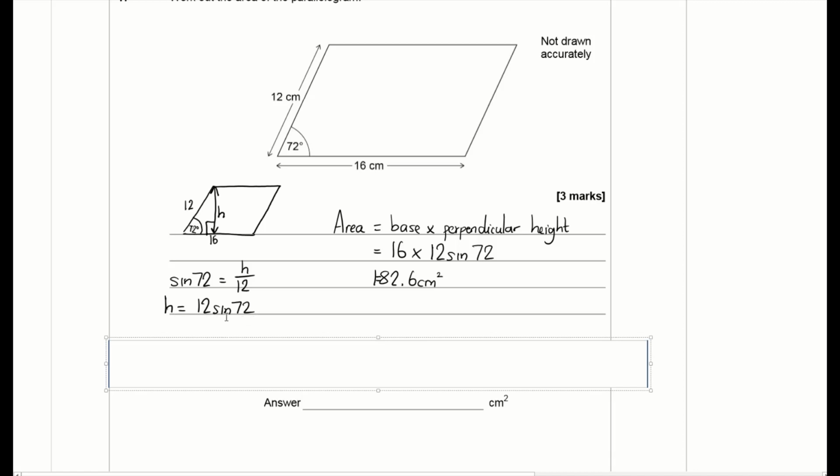You can write it like that, and you can also type it like that in the calculator. You don't need to put a multiplication symbol in between a number and the trig of another value. The calculator will understand that. Now I'd leave it like that. There's no point rounding that because it's not even our final answer. Our real answer was to find the area. The area is the base times the perpendicular height. The base is 16. The perpendicular height is 12 sine 72. We multiply those together and we get 182.6 centimeters squared. So that will be your answer.